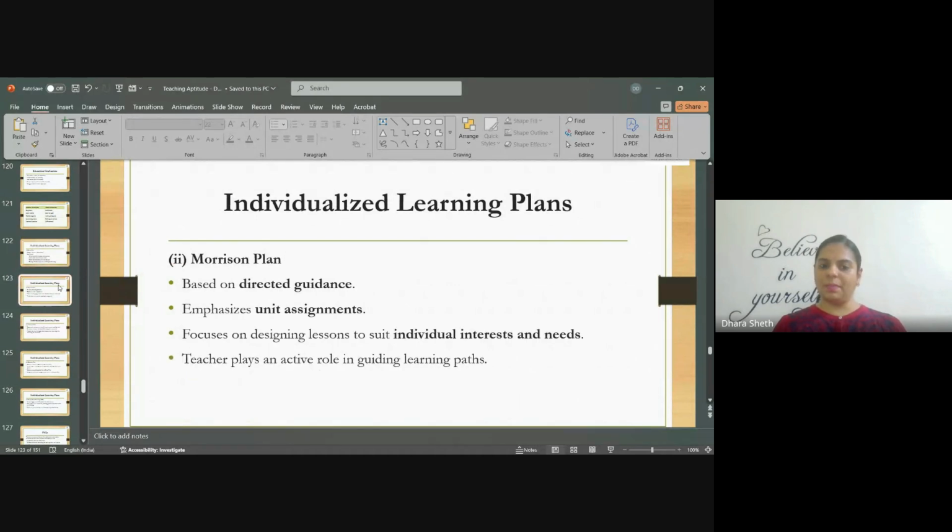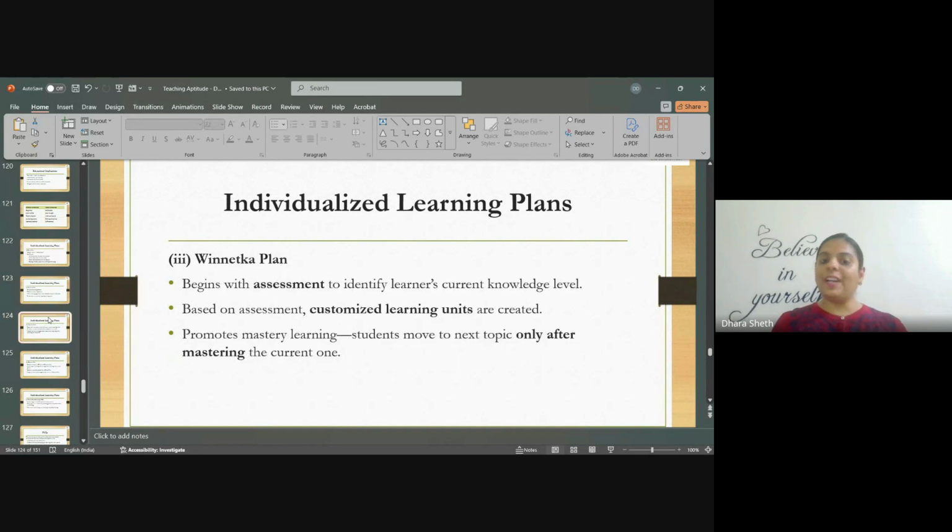Then you have Morrison plan where there are unit assignments. Okay, but those units are designed based on individual interest of learners and teachers just play active role. Winnetka plan is where an assessment is done to see where the student is currently, and then based on that, they are learning the other levels, like the levels above their current level.